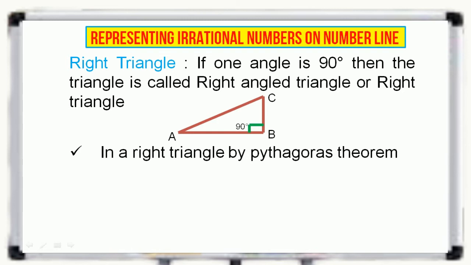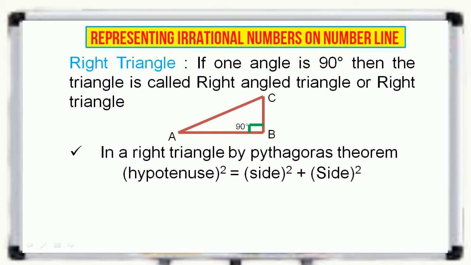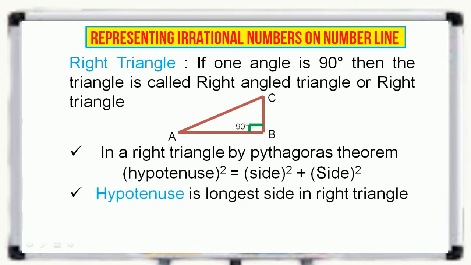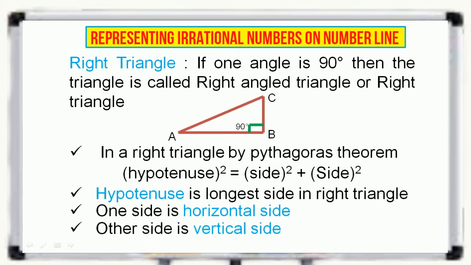Every triangle has 3 sides. The longest side in a right triangle is called the hypotenuse. In a right triangle, by Pythagoras theorem, hypotenuse whole square is equal to side square plus side square. Hypotenuse is the longest side in the right triangle. So in triangle ABC, AC is the hypotenuse and AB and BC are the other 2 sides. One side is the horizontal side and the other is the vertical side. AB is horizontal and BC is vertical.